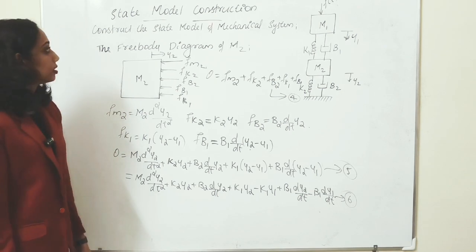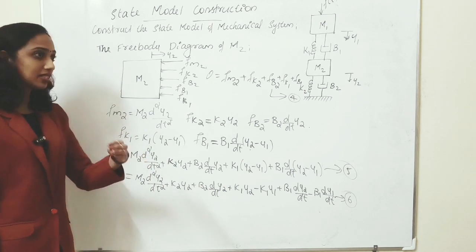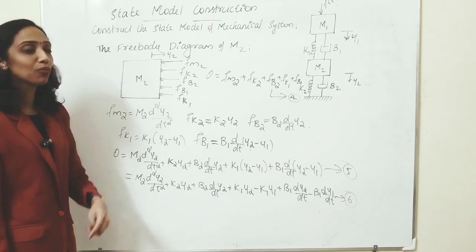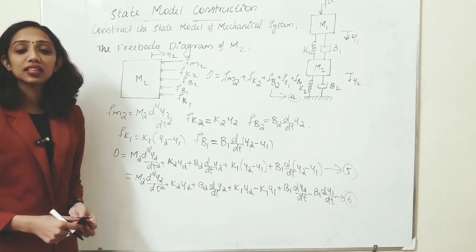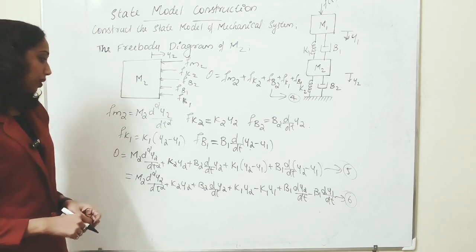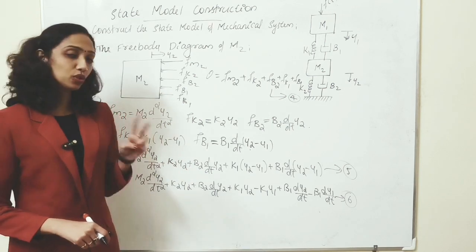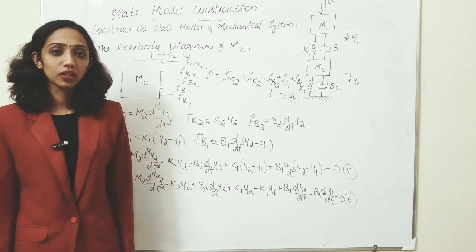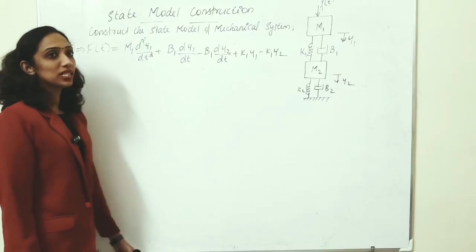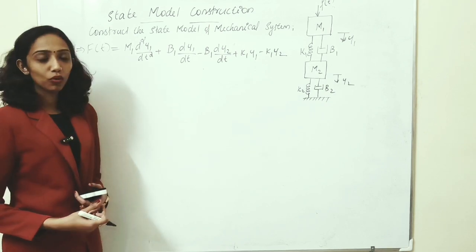We'll go for the next step of the state model construction, which is to assign the state variables. Okay, the first step is to assign the state variables. For that, we need only two equations, equation number 3 and equation number 6. Here, we are going to assign the state variables for constructing the state model.